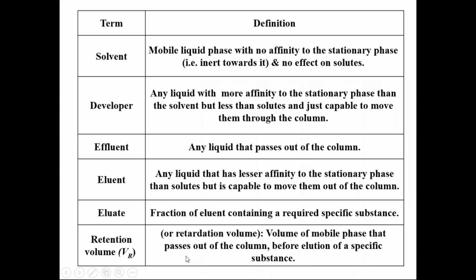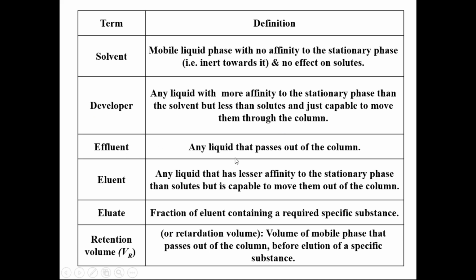So in column chromatography, what we need to remember are some of these definitions. Solvent is the mobile liquid phase with no affinity to the stationary phase, and it has no effect on the solutes. It is inert. That means a chemical reaction cannot occur. So you cannot put a carbonate and an acid and have carbon dioxide being produced. The mobile phase and the stationary phase have to be inert. The developer is the mobile phase, any liquid with more affinity to the stationary phase.